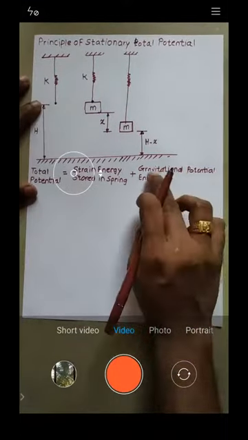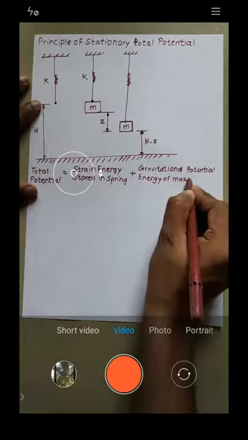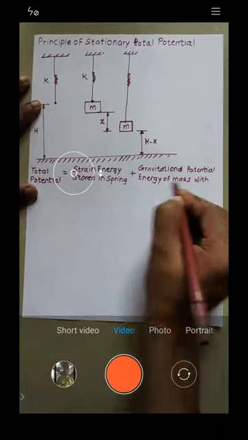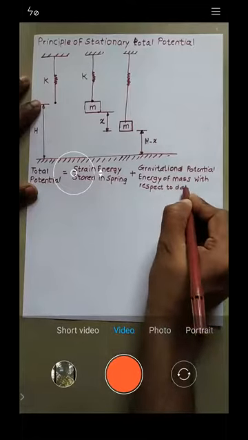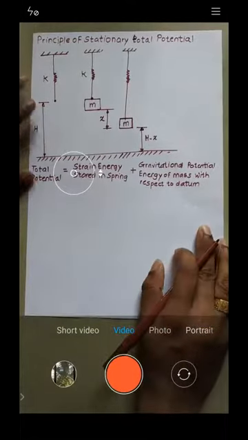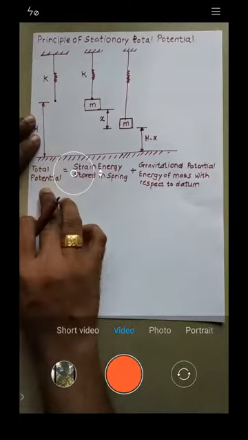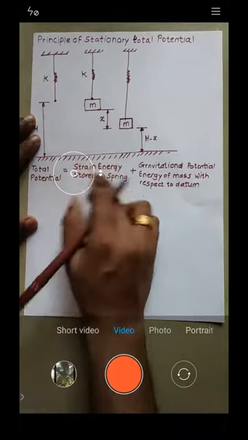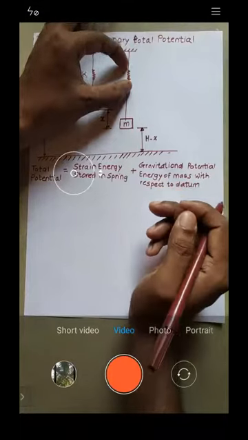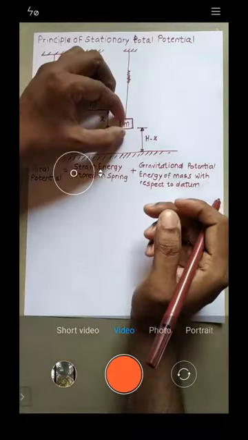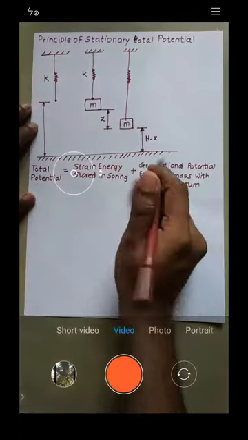It is the gravitational potential energy of the mass with respect to datum. If you need to calculate the total potential energy, it is given by the addition of strain energy, whatever energy is stored in the spring, plus the gravitational potential energy the mass has with respect to datum. These two will give me the total potential.